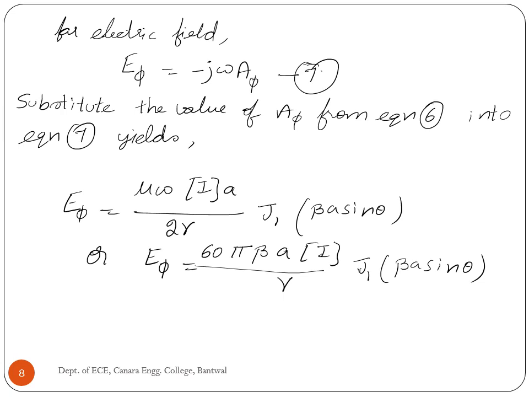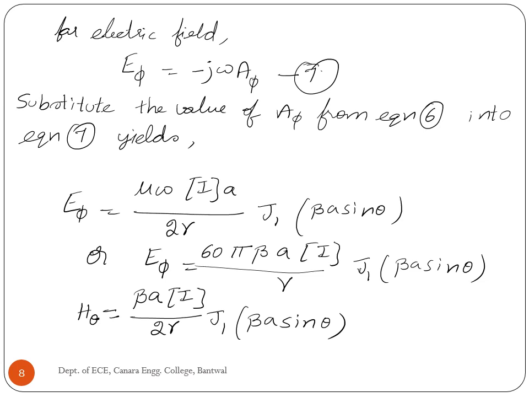The magnetic field Hθ at a large distance is related to Eφ by the intrinsic impedance of the medium, and the medium is free space. Thus Hθ is equal to βa I divided by 2r J1 of (βa sin θ). So Eφ and Hθ are the fields of the loop for far field.